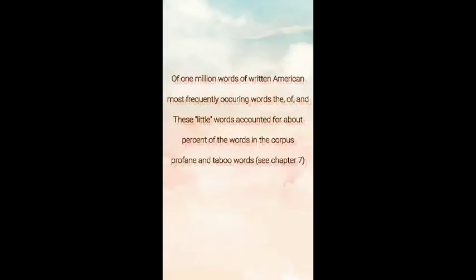So this is shown in my video. Of 1 million words of written American English, the most frequently occurring words were the, of, and. These little words accounted for about a percent of the words in the corpus. Profane and taboo words, you can check that in chapter 7.